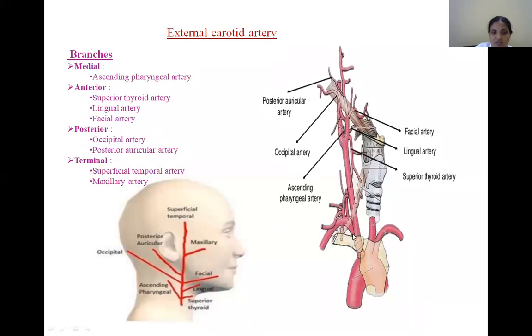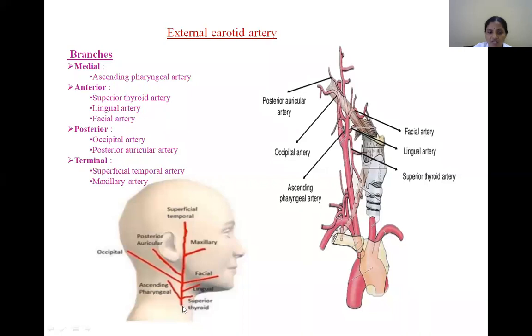Then what is the extent of the external carotid artery? See, at the level of the upper border of the thyroid cartilage, the common carotid is bifurcating. So the anteromedial branch is nothing but the external carotid artery. This external carotid artery extends up to just behind the neck of the mandible. So just behind the neck of the mandible, what happens? It is bifurcating, meaning terminating into two important branches. The smaller terminal branch is the superficial temporal artery. The larger terminal branch is the maxillary artery.